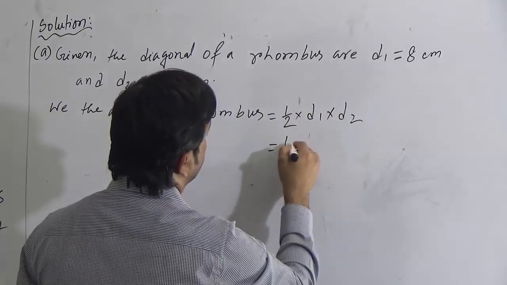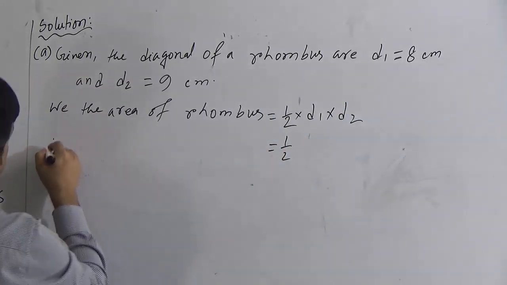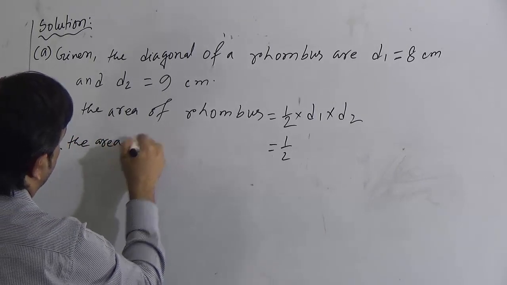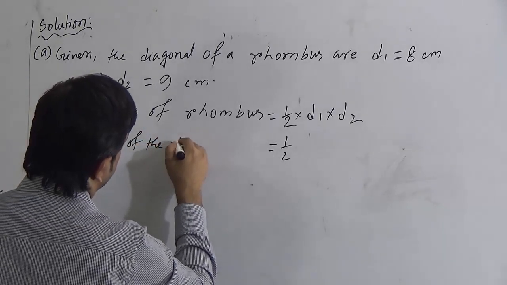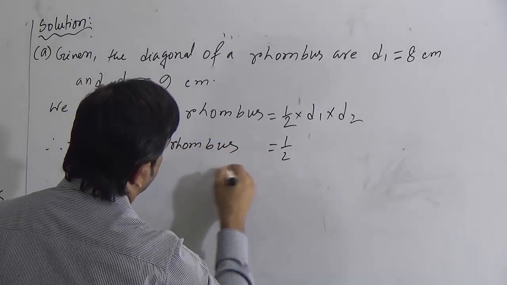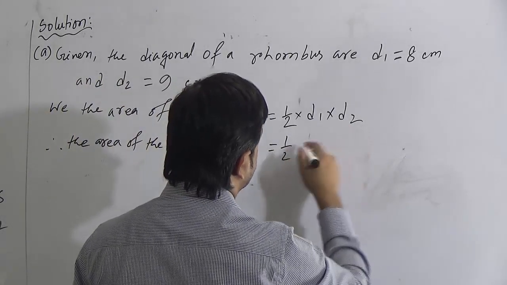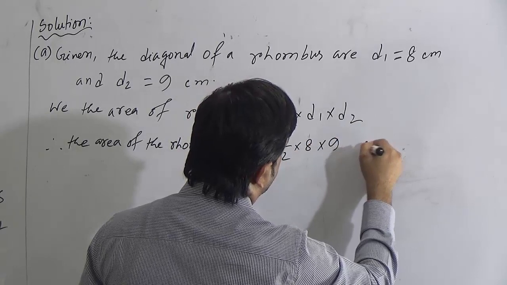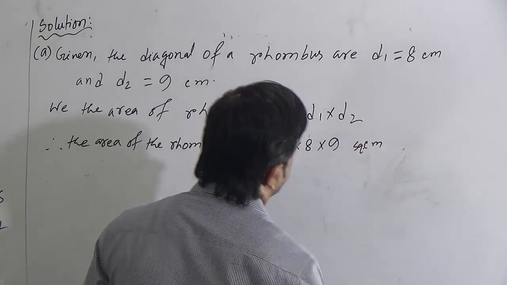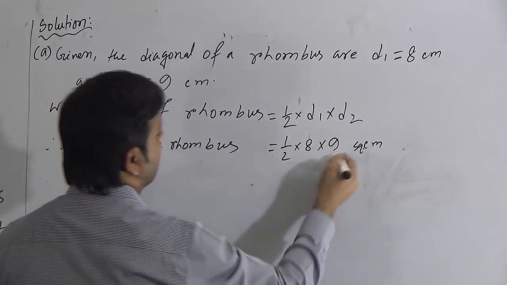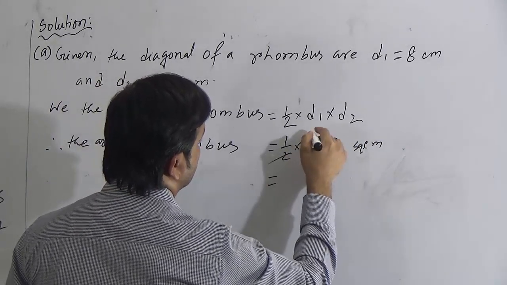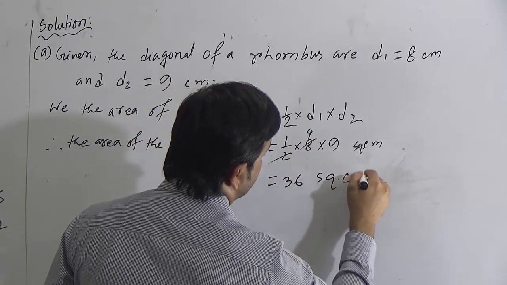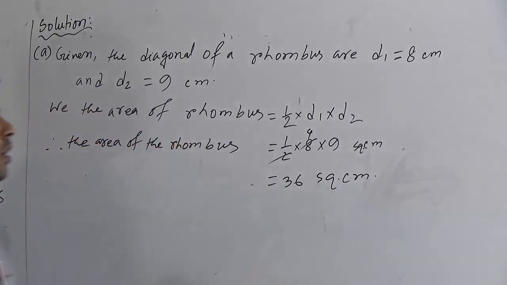So we can write here therefore the area of the rhombus. So we can put the value of D1 and D2 here. D1 is 8 and D2 is 9. The area will be square centimeter. So we can calculate here. We can divide by 2, we will get here 4 9s are 36 square centimeter. This is our required area of the rhombus.